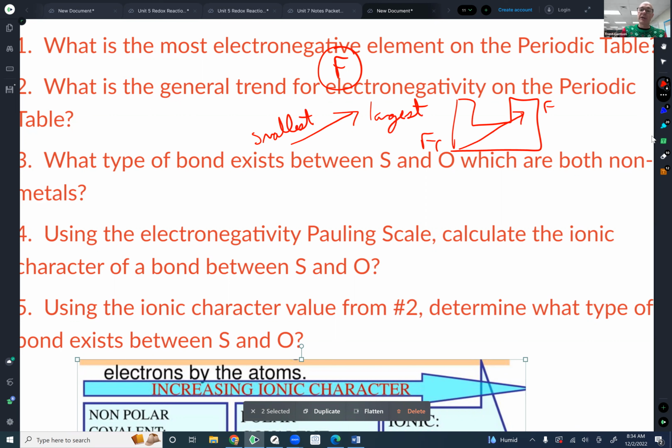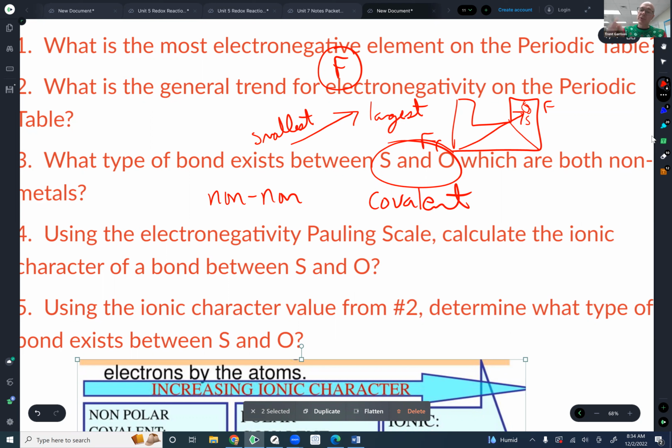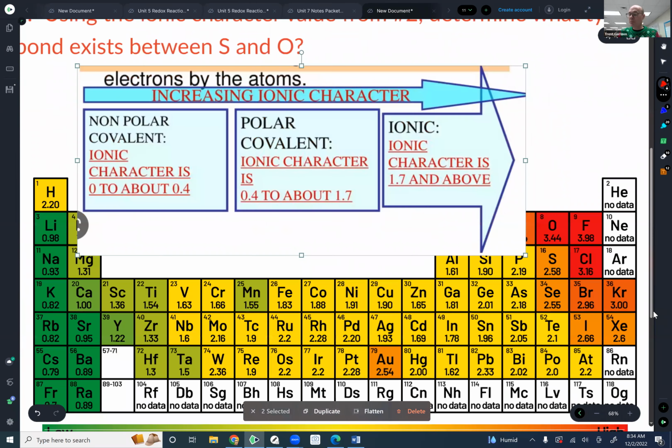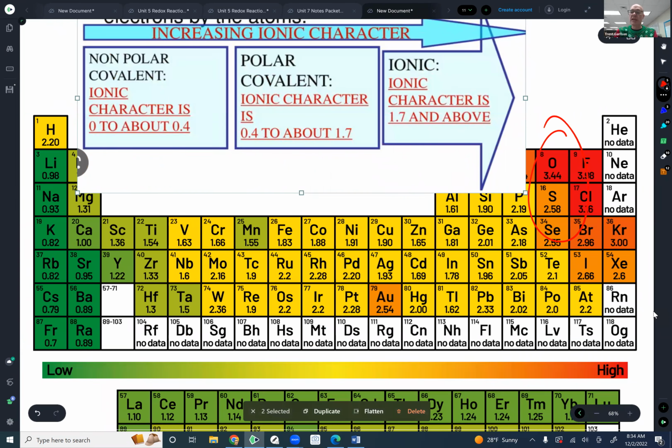Okay, what kind of bond exists between S and O? Well, S and O are both over here on the right-hand side. They are both non-metal, and that means that it is a covalent bond. But let's mathematically prove that. So we're going to take the differences between these two values off of the Pauling scale. So if I look here, I've got 3.44 for oxygen, and I have 2.58. So 3.44 minus 2.58, and that's 0.86.